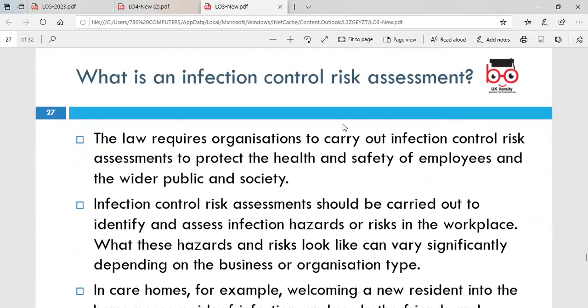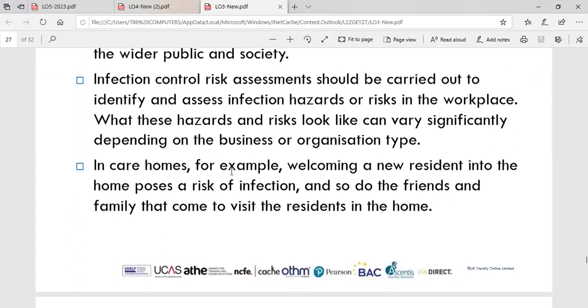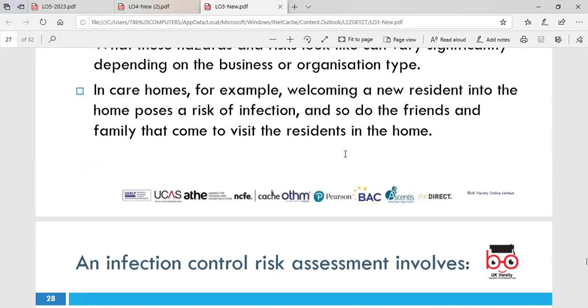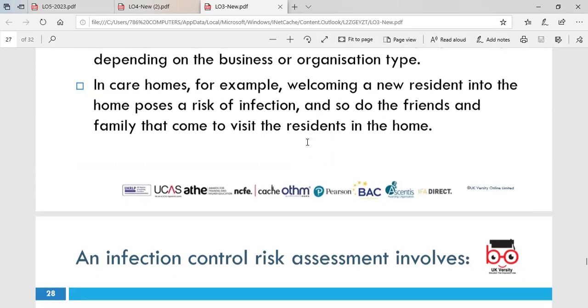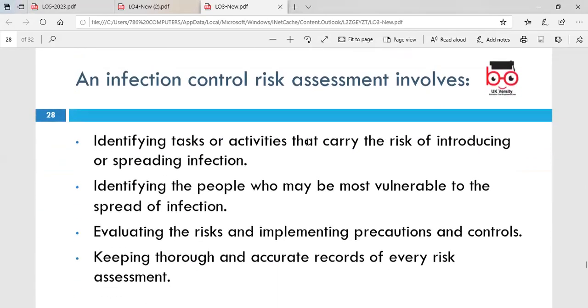What is an infection control risk assessment? The law requires organizations to carry out infection control risk assessments in order to protect the health and safety of employees and the wider public. These assessments should be carried out regularly in workplaces. What these hazards and risks look like can vary significantly depending upon the organization type. In care homes, welcoming a new resident into the home poses a risk of infection, because you don't know what infections they have. Close friends and family that visit residents in care homes are also a risk; they pose a risk of infection themselves.